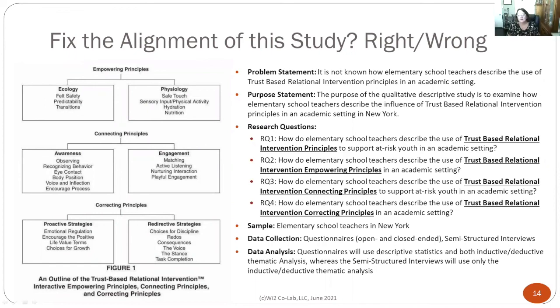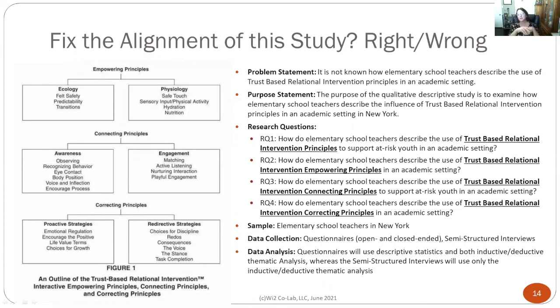Yeah. So the learner wanted to use it, and so we built out the research questions on each one of the layers, so empowering principles. As she asks her questions, she'll be coding against ecological, physiological inner questions. Connecting principles are the second one. She's going to ask those wide sweeping questions about how all the teachers have gone through this trust-based relational intervention principles.